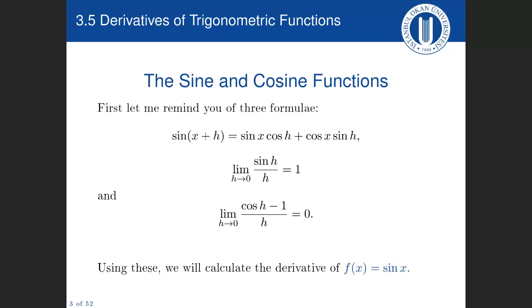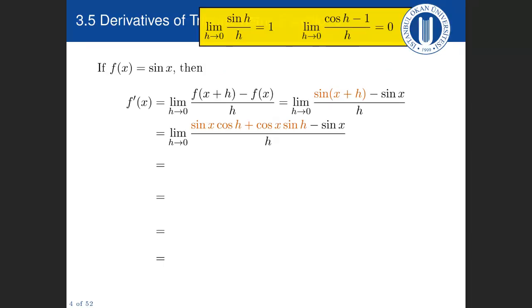Using these three formulae, we're going to calculate the derivative of f of x is equal to sine x. So let's do that now. We're going to use the definition of a derivative. So f prime is the limit as h tends to 0 of f of x plus h minus f of x divided by h. And we're doing that for the function sine x.